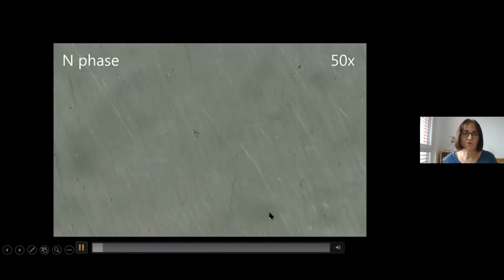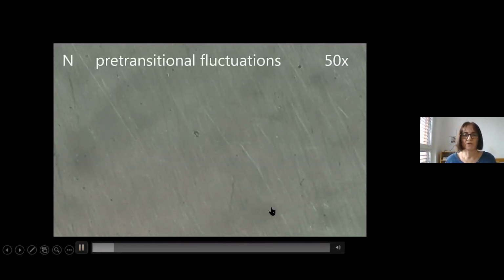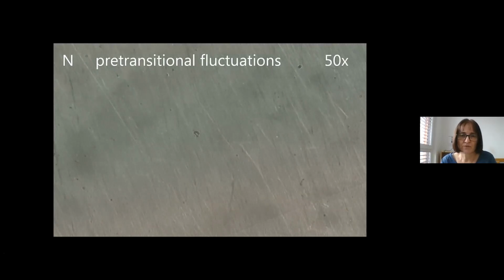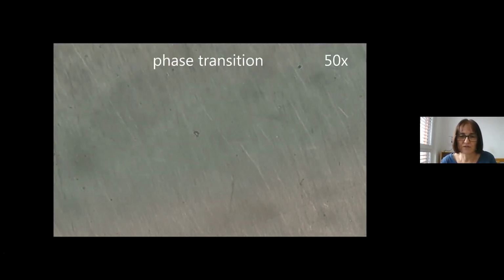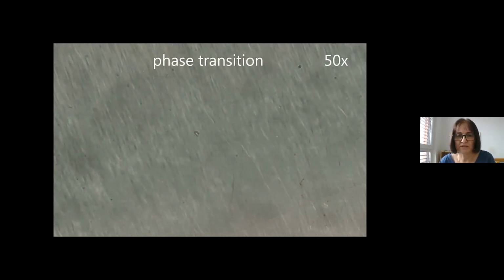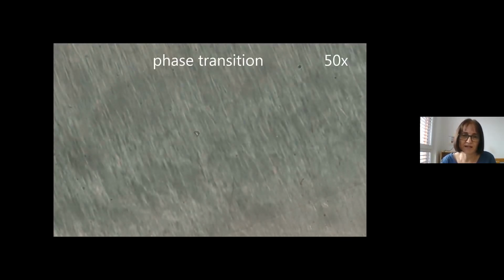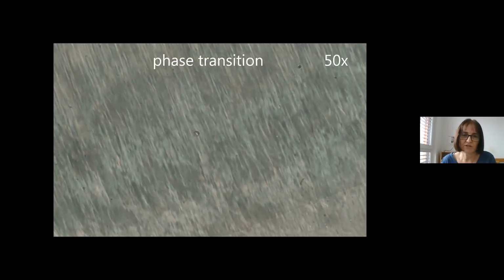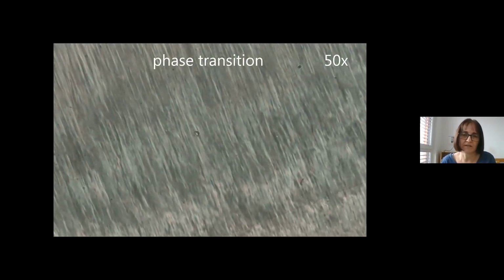So this is the usual uniform nematic phase, but when we go close to the phase transition, you can see strong pre-transitional fluctuations, which then destabilize this homogeneous alignment of the director in a stripe-like structure. Stripes are along the director.